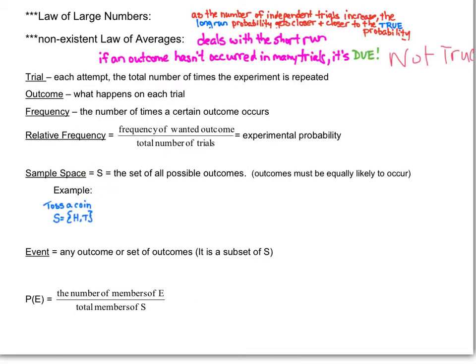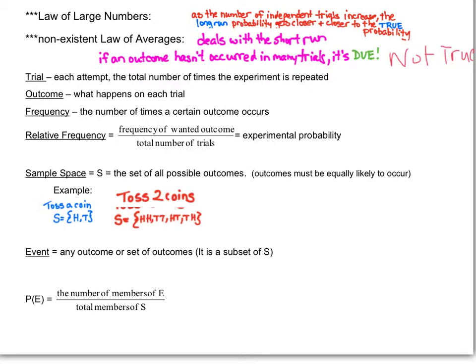One example, how about if you toss a coin? What's your sample space going to be? It will be H, T. Those are all the possible outcomes. How about if you toss 2 coins? What do you think the sample space will be? Did you say heads, heads, tails, tails, heads, tails, and tails, heads? There's 4 members? Then you're correct.